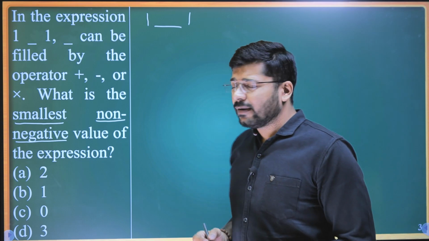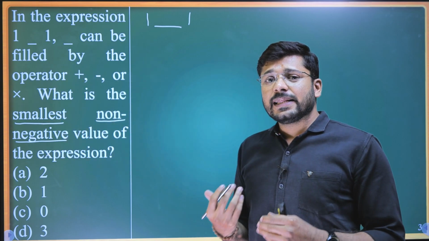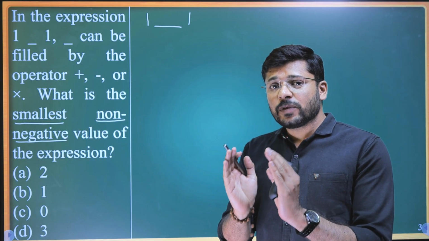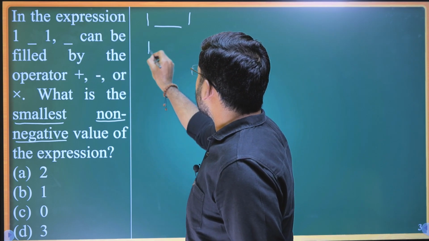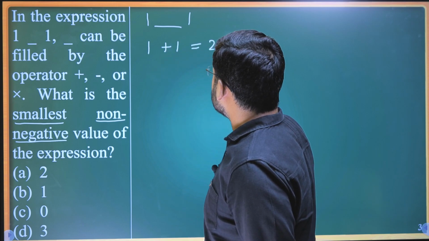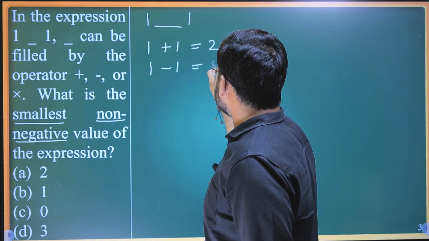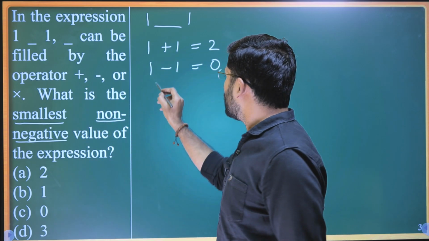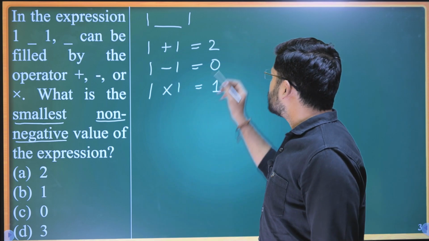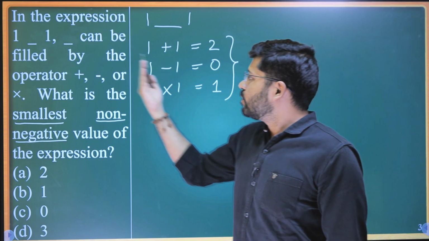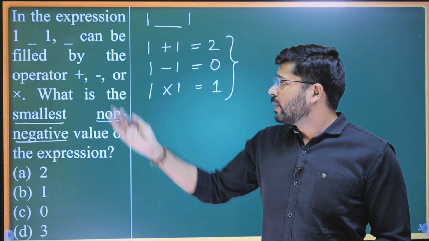How do we do it? It is just like this. We will substitute plus, minus, into, all of the operators here. Then we will see which of these three operators will give us the smallest value, and that will be our answer. So let's try plus first. 1 plus 1 will give us 2. Then we will try minus. 1 minus 1 will give us 0. Then we will try into. 1 into 1 will give us 1 again. So we can get three different values in the expression 1 dash 1 by substituting the three different operators which have been given to us.